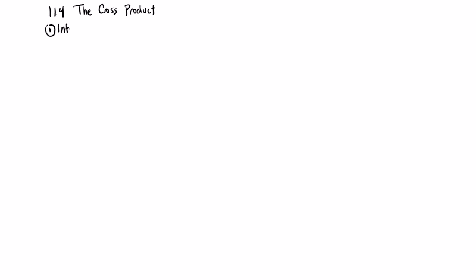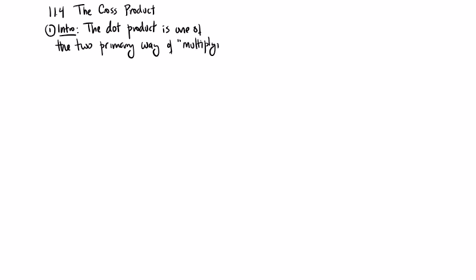So, a little intro here. We'll say the dot product, which we did, is one of the two primary ways, let's say, of multiplying, in quotes, two vectors. The other is the cross product.